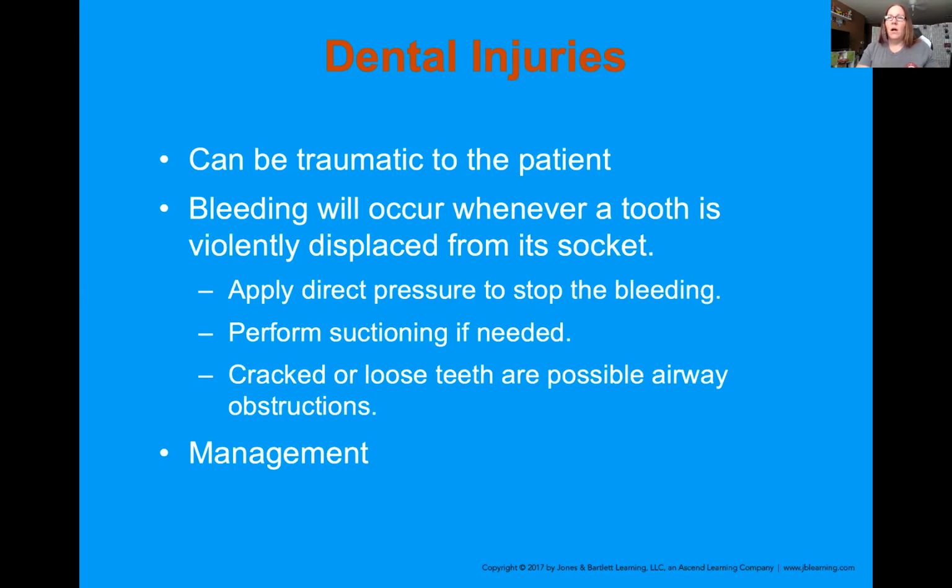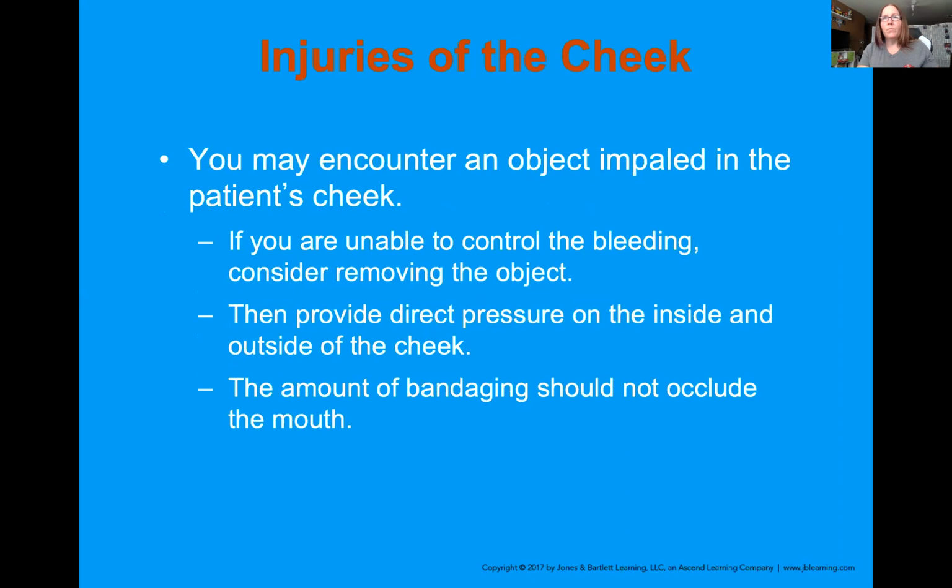So suctioning, a lot of times patients, if they're conscious and it's isolated to their mouth, they can hold their own suction. So that is a little bit more comfortable for them too. So you're not opening their mouth and suctioning their mouth out.